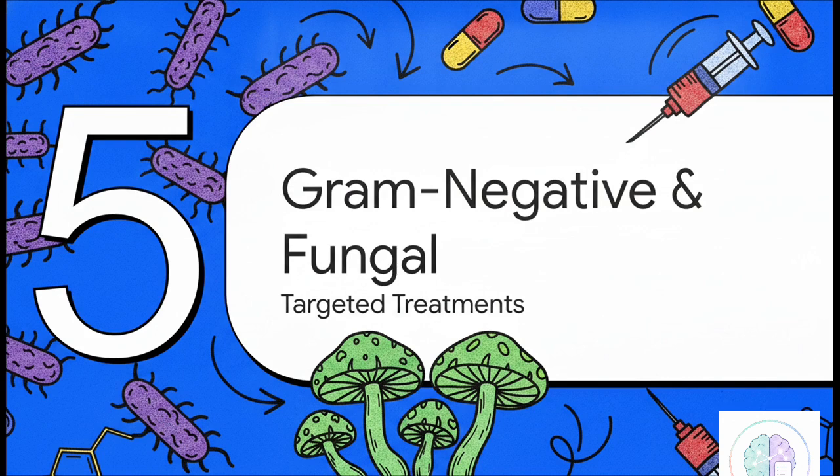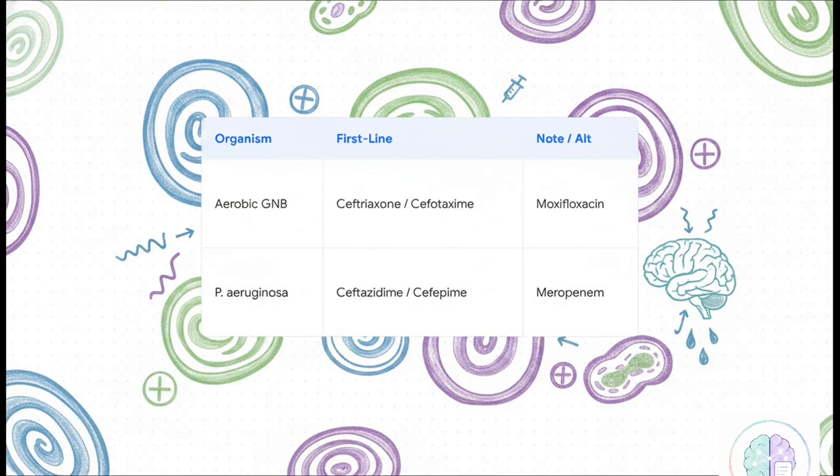Section 5, gram-negative and fungal treatments. Okay, let's flip the script. We're moving away from gram-positives to tackle gram-negative bacilli and fungal invaders, which require a completely different class of pharmacological weapons. These gram-negative organisms can be remarkably tricky. For general aerobic gram-negative bacilli, you're looking at ceftriaxone, cefotaxime, or moxifloxacin. In special circumstances where an aminoglycoside is required after the newborn period, intraventricular therapy might actually be indicated.